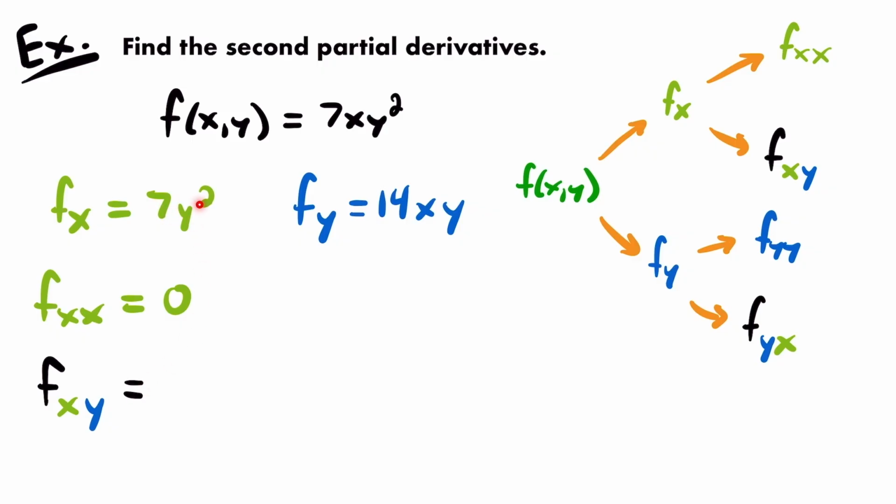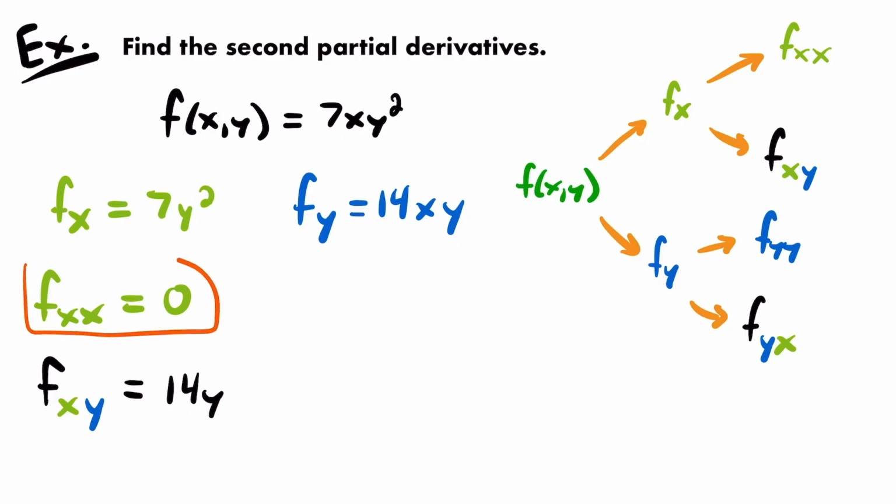Well, we have 7y squared, but now we're not treating y as a constant. We're taking a derivative with respect to y, and so we would just use the power rule for derivatives here. Okay, so multiply that 2 down. 2 times 7 is 14. Subtract 1 from the exponent, and fxy is equal to 14y to the first power.